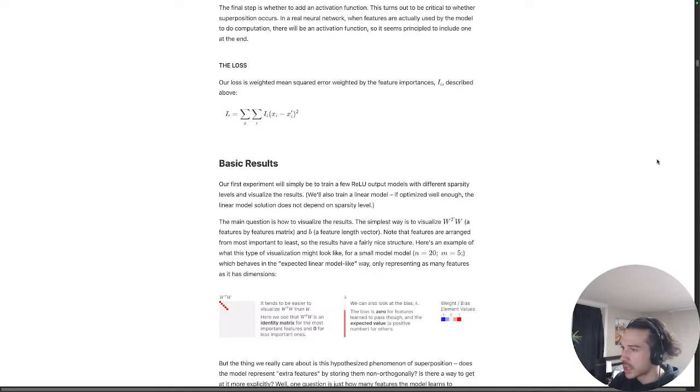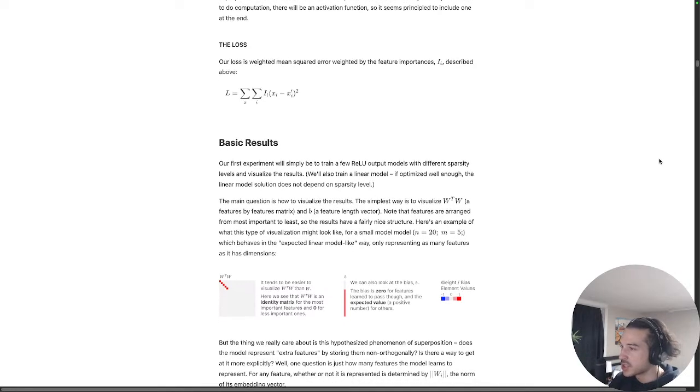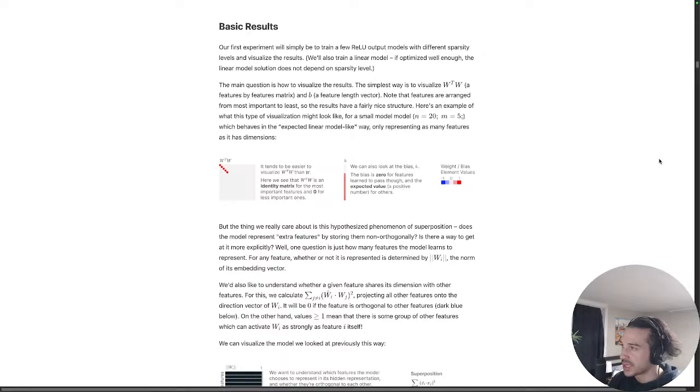Basic results. Our first experiment will simply be to train a few ReLU output models with different sparsity levels and visualize the results. We'll also train a linear model. If optimized well enough, the linear model solution does not depend on sparsity level. The main question is how to visualize the results. The simplest way is to visualize W transpose times W, a features by features matrix, and b, a feature length vector. Note that features are arranged from most important to least, so the results have a fairly nice structure.